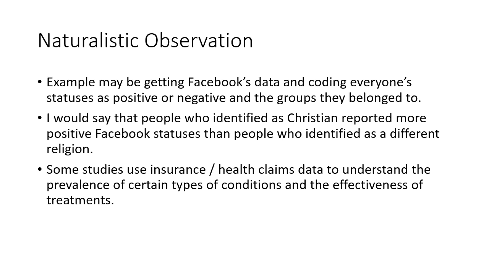A naturalistic observation, an example of that would be maybe getting Facebook data from somebody and coding their statuses as positive and negative based on whether they identify as Christian or Jewish or another religion. Maybe you could say, over this week, we found that Christians had more positive statuses than other religions. That would be a naturalistic observation because you're using people's Facebook statuses that they would already post anyway, and you're not asking them, hey, will you be in my study?